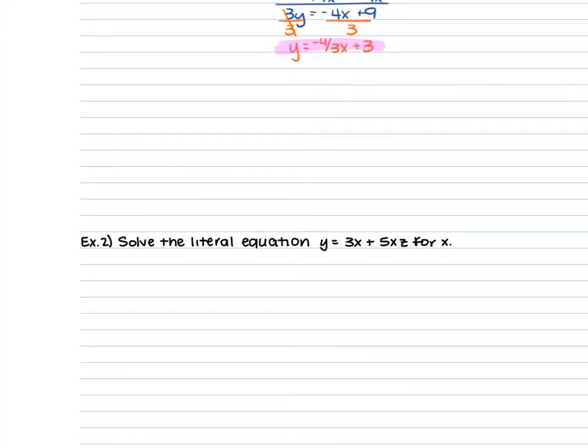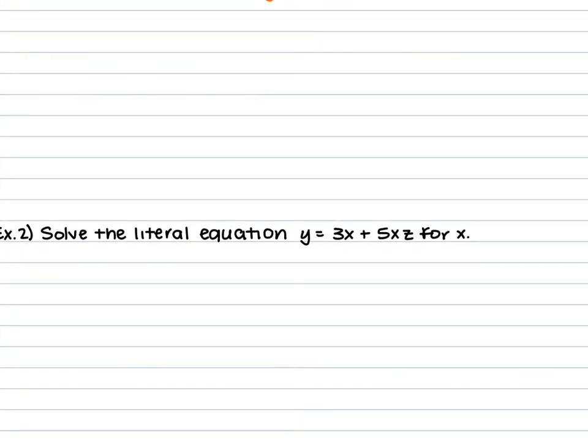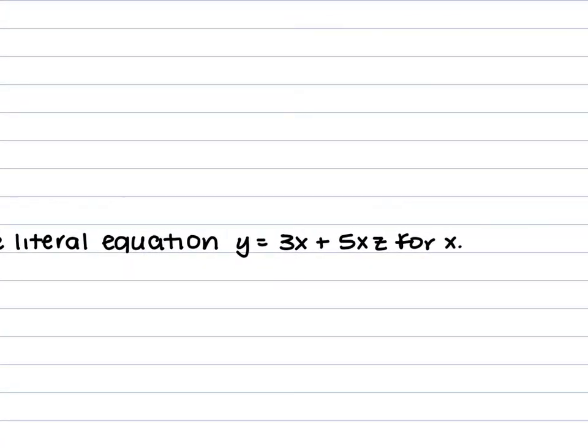For example 2, we have y is equal to 3x plus 5xz for x. So we are going to divide out an x from both of these terms. So we're going to get y is equal to x times 3 plus 5z. And then we're going to get x by itself. So we are going to divide each side, undo the multiplication. We divide each side by that 3 plus 5z.